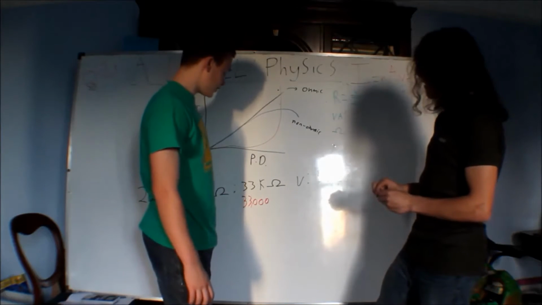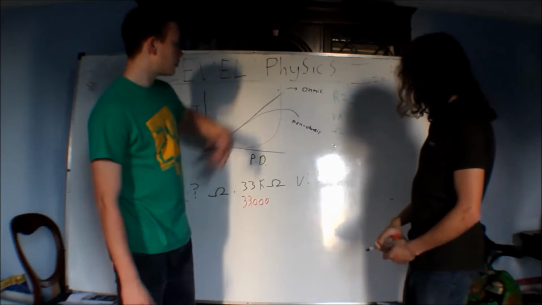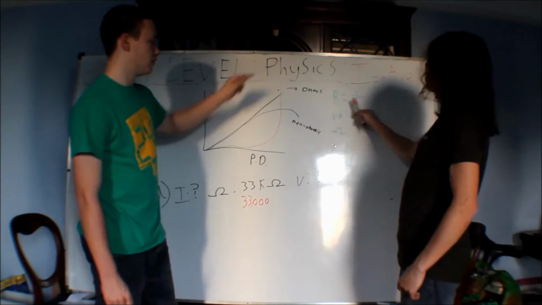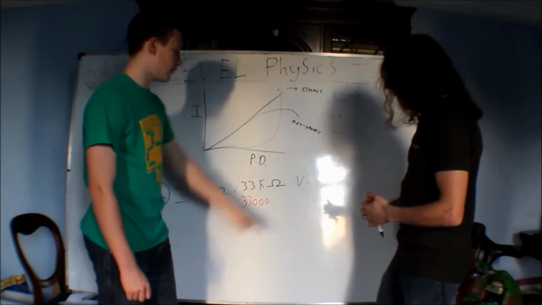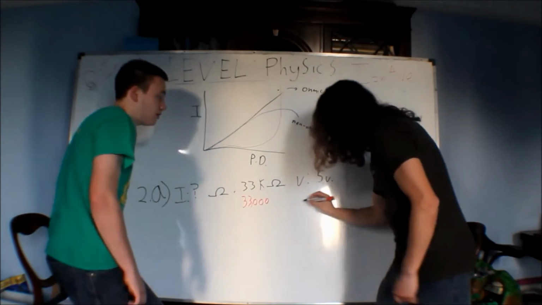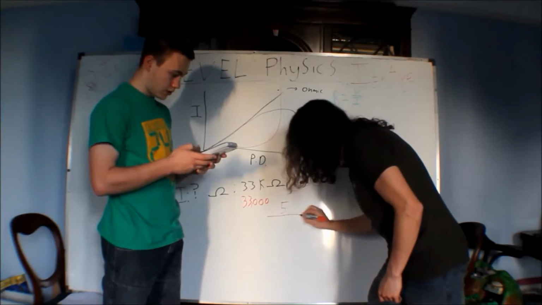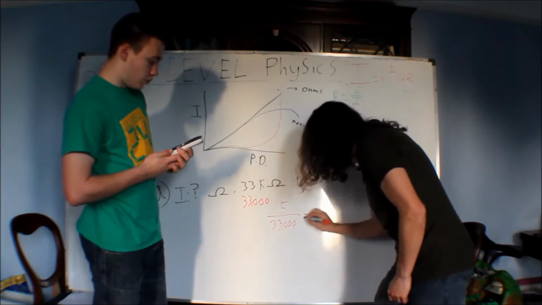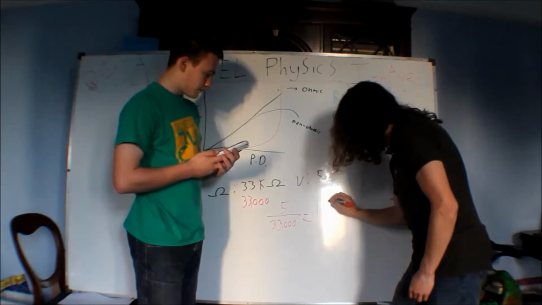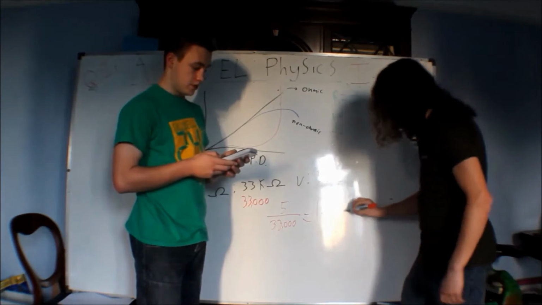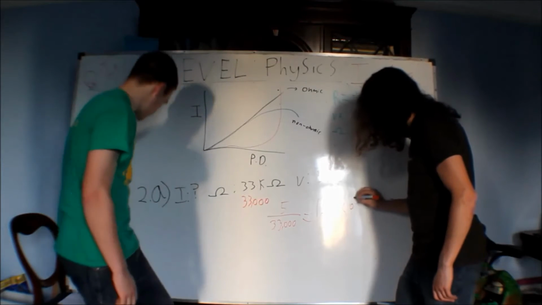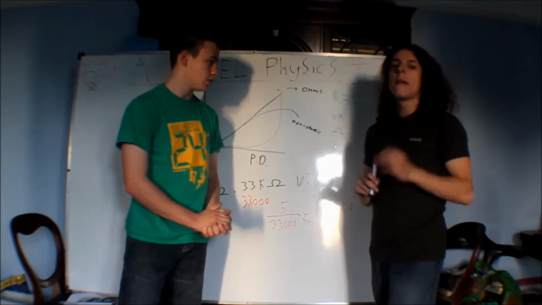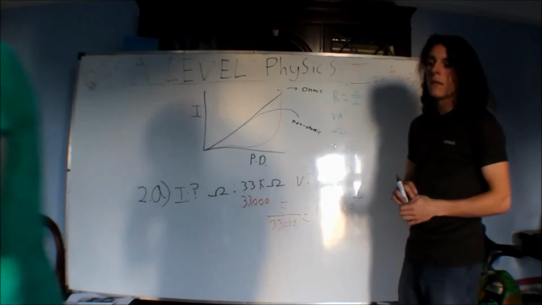33,000. And then we want to rearrange this equation to make I, current, the subject. So just swap those two really. It's going to be 5 divided by 33,000. This I do need the calculator for. It's 1.51 times 10 to the minus 4 amps. Which would be the same as 0.151 milliamps.